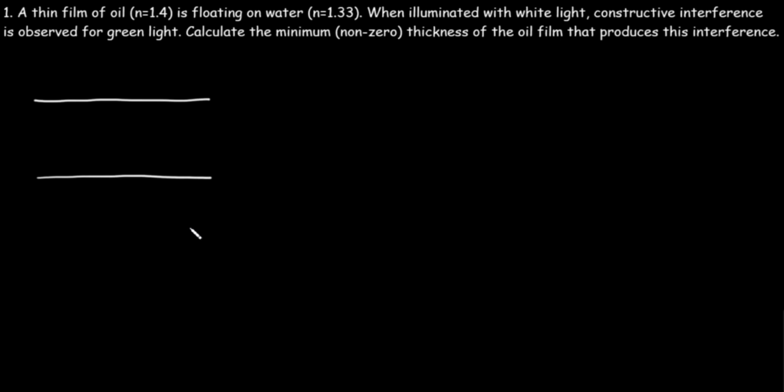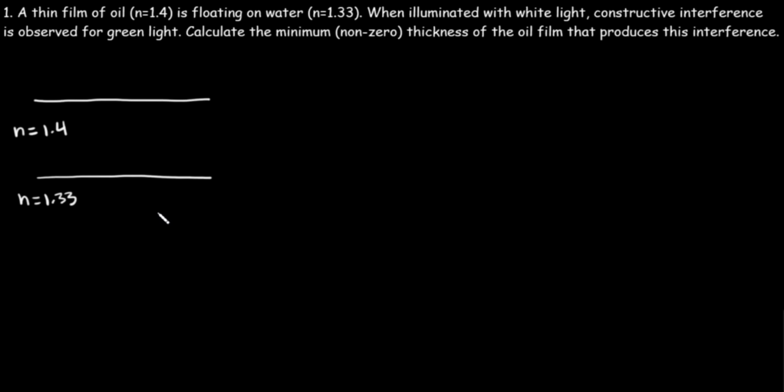If we read the question, a thin film of oil, N equals 1.4. N equals 1.4 is the index of refraction, so we know that's the index of refraction for oil. So we can write it over here. And it's floating on water, so the water is beneath the oil, and it's giving you the index of refraction of water. So we can write it over here, since this section is representing water.